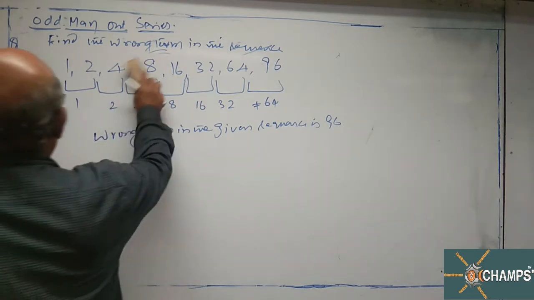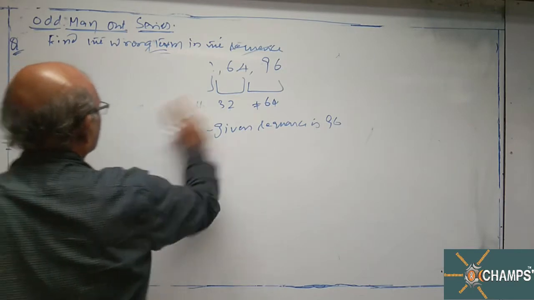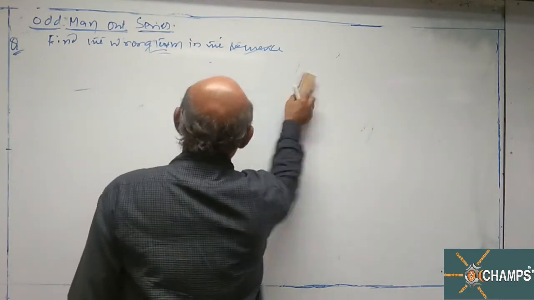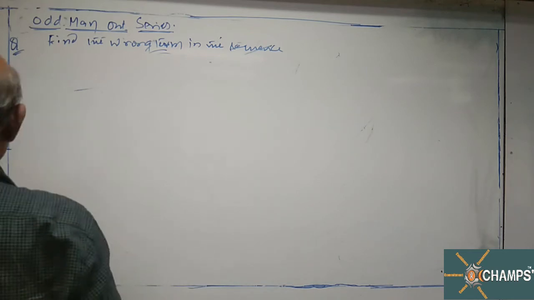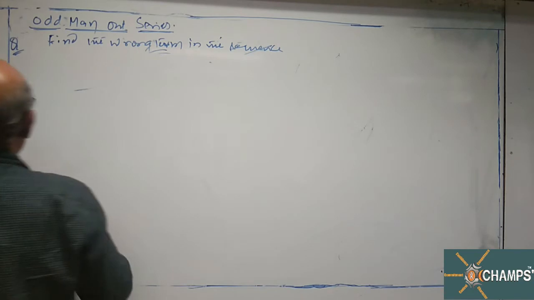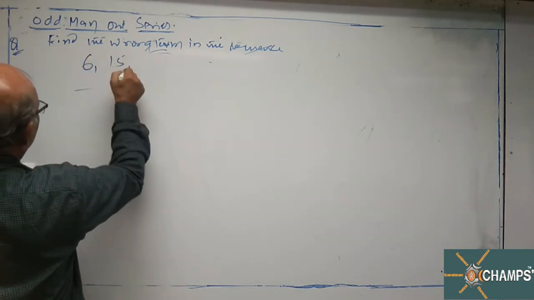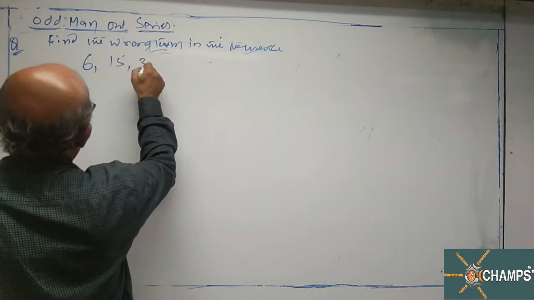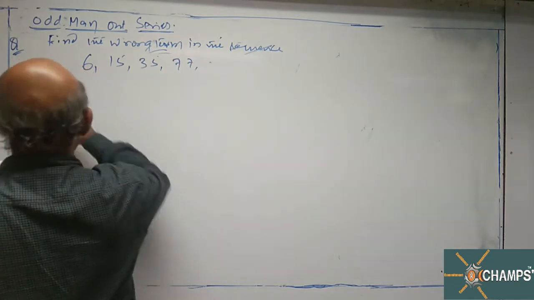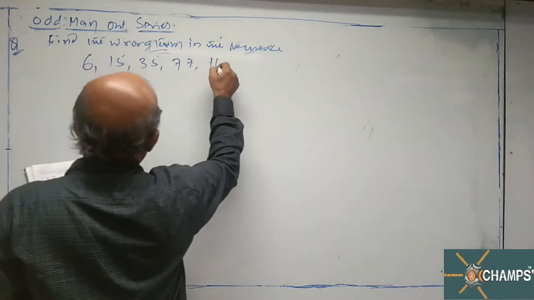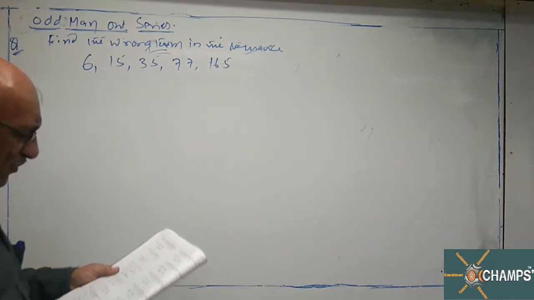Okay, next question. This is 6, 15, 35, 77, 165.